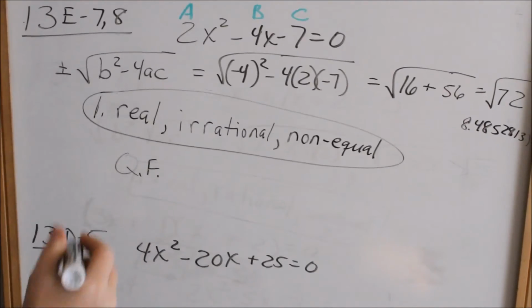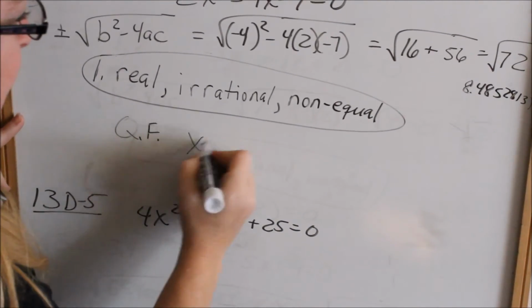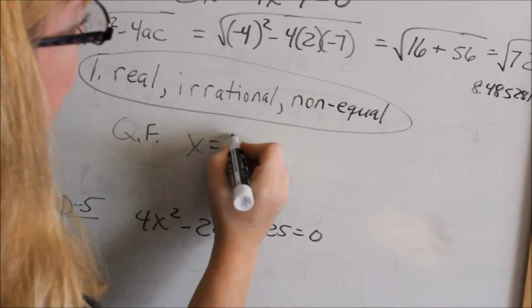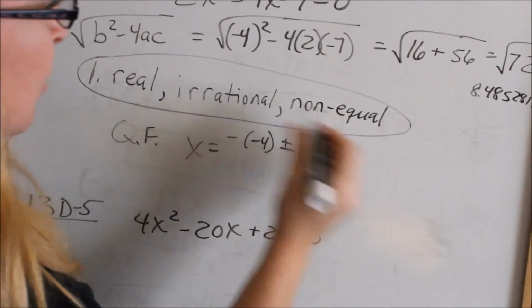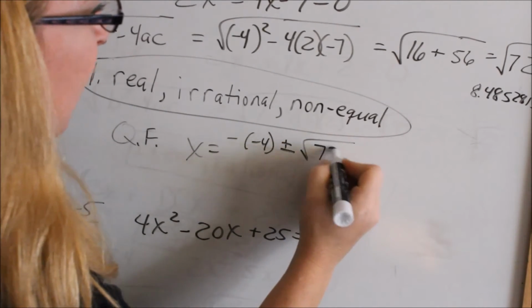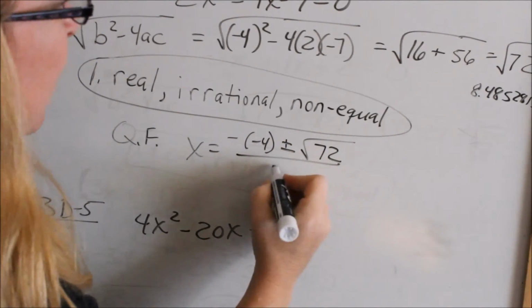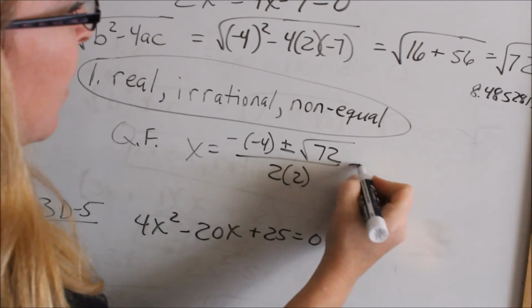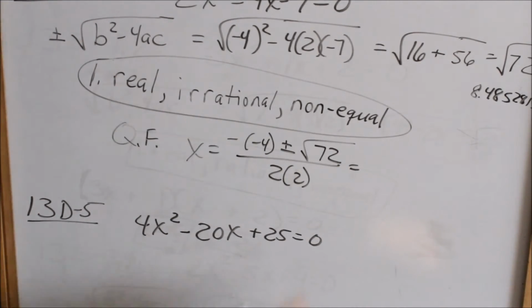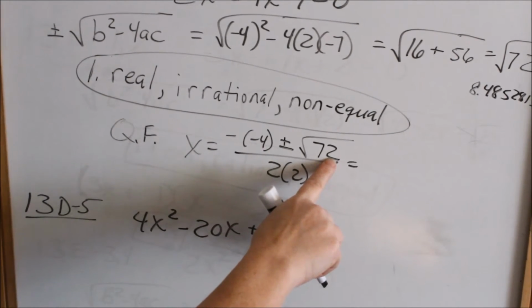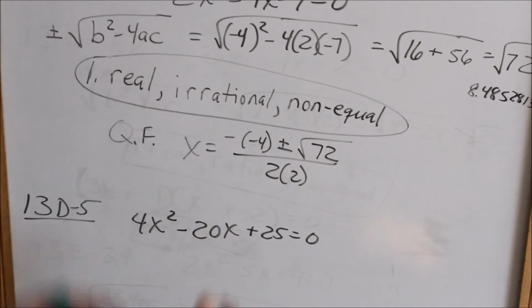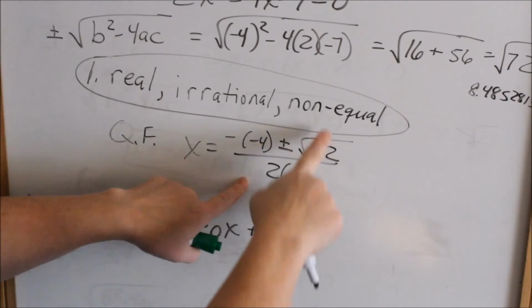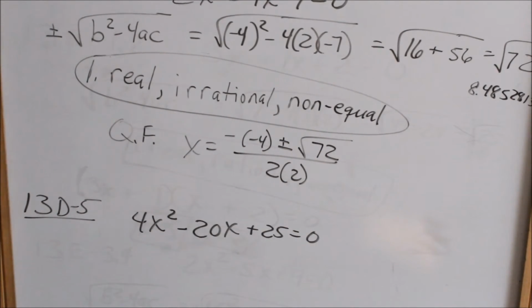So now you know, like here, I could just go x equals negative b. That would be a negative 4. Plus or minus square root of b squared minus 4ac. I did all that. That's 72, all over 2a. 2 times 2. So now I can finish it from there. I've already calculated this, so I don't need to do it again. Then I can simplify this and find out my two solutions, and this shows that they are not equal.